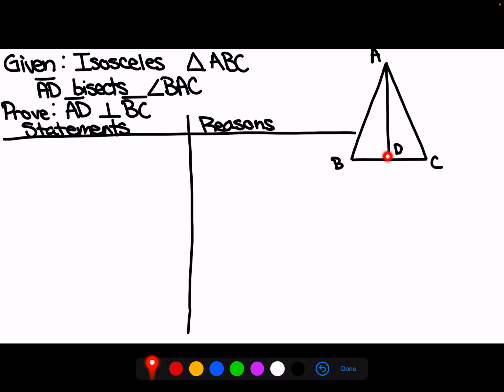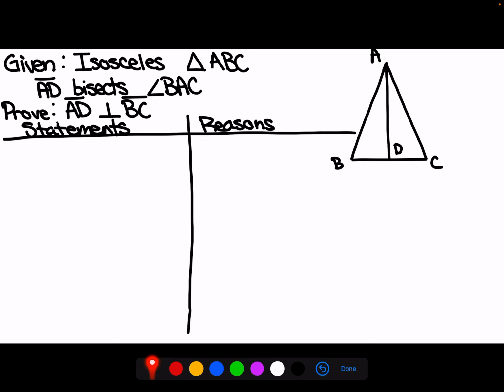Well, AD would then be an altitude, because I know that the altitude will be drawn from a vertex and intersect the opposite side at 90 degrees. Now, we're also going to see if this is going to be a perpendicular bisector, and we're also going to see if it's a median, but we'll determine that after this proof is finished.